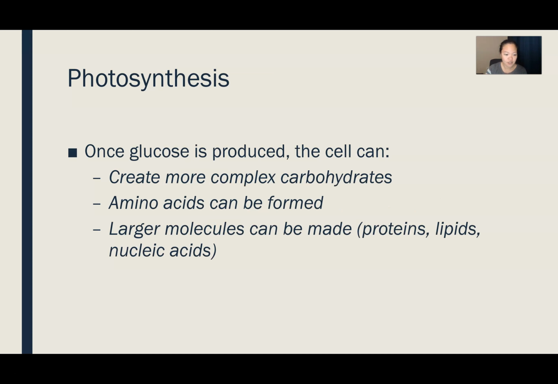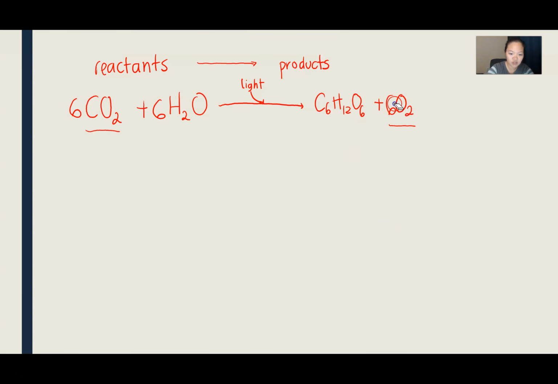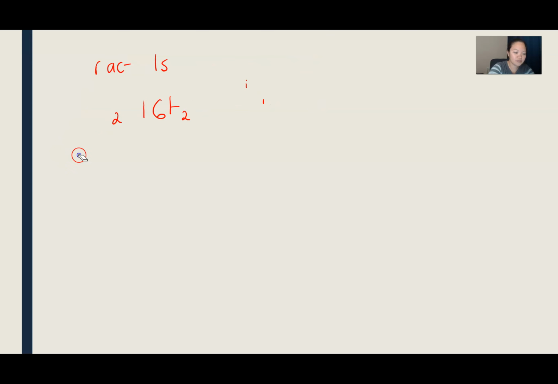All right. So let's see if I can draw that out. I hope I have enough space. Actually, I'm just going to erase everything. Okay, so we have two processes, light dependent and light independent. So I'm going to shorten it: light dependent reaction and light independent reaction.